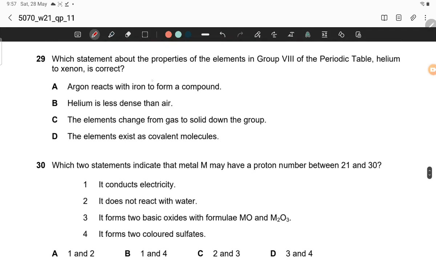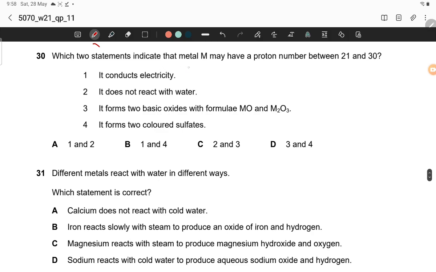A must be correct. Which statement about the properties of the elements in group 8 of the periodic table, helium to xenon, is correct? Argon reacts with iron to form a compound. It is incorrect. Helium is less dense than air. Yes, this is the correct statement. The elements change from gas to solid? Incorrect. In group 8 all are gases. So this is incorrect.